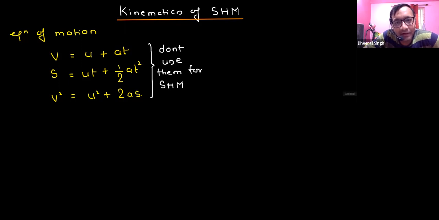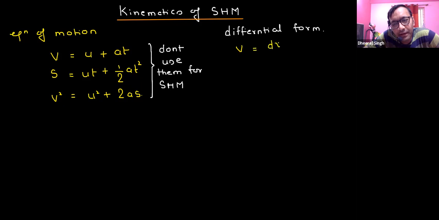Do we have any other thing that we can use, other than the equations of motion? Can I use the differential form? Which is what? v is equal to dx by dt. a is equal to dv by dt. a is equal to v dv by dx.